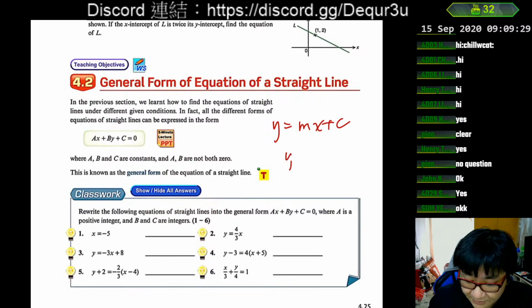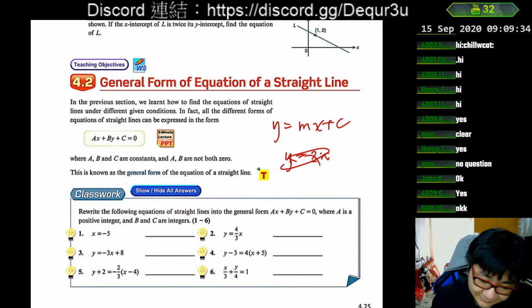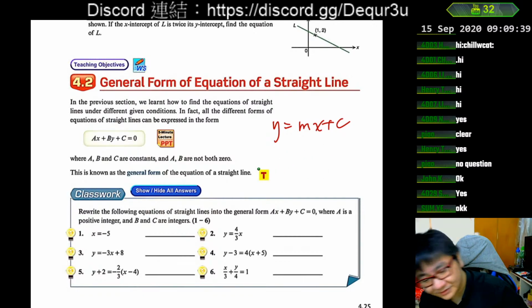For example, if the straight line equation is y equal to 2x, hey, what happened to the pen? I don't know why it's not charging.